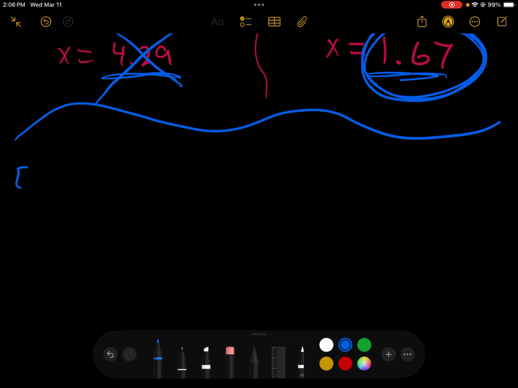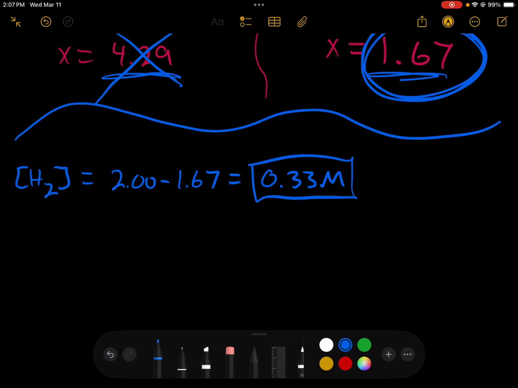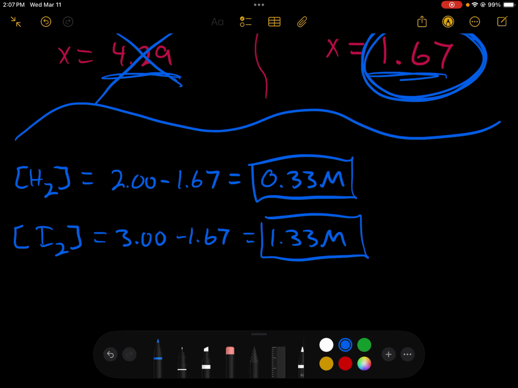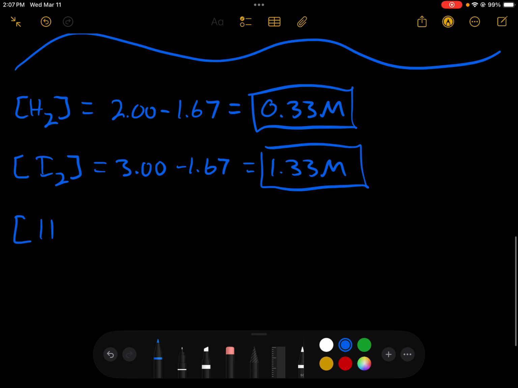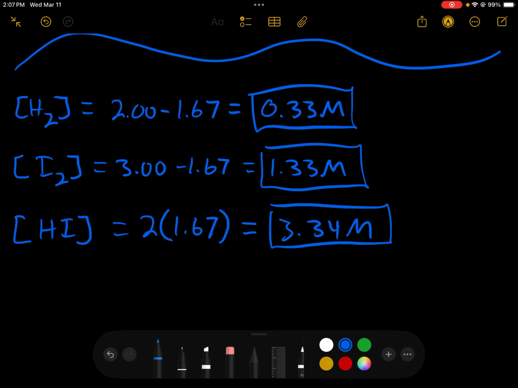My equilibrium row said that my concentration of H2 at equilibrium was equal to 2 minus x, and x is 1.67. So that's going to give me an equilibrium concentration of 0.33 molar for H2. My concentration of I2 at equilibrium was equal to 3 minus x, which gives me a 1.33 molar equilibrium concentration. And finally, my concentration of HI at equilibrium was equal to 2x, so 2 times 1.67. And that is going to give me a 3.34 molar concentration at equilibrium.